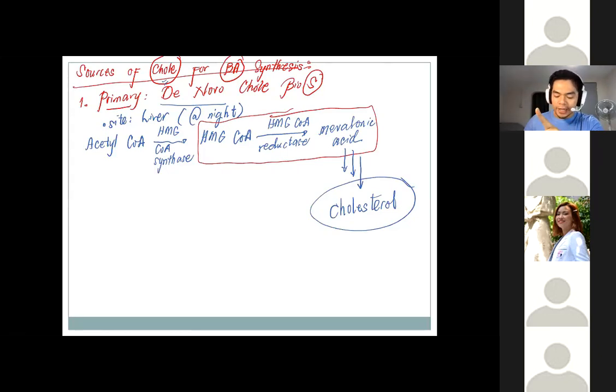Now, makinig, kapag nabuo ang cholesterol, edi ready na siyang gawing bile acids. Kaya nga ang topic na dinidiscuss natin ay ano ang mga pinagmumula ng cholesterol na gagamitin ng liver to produce bile acid. So that's the first source.